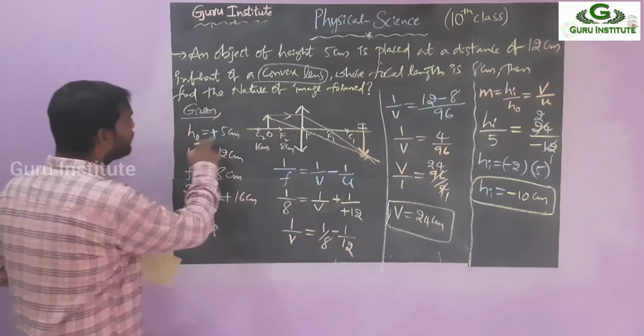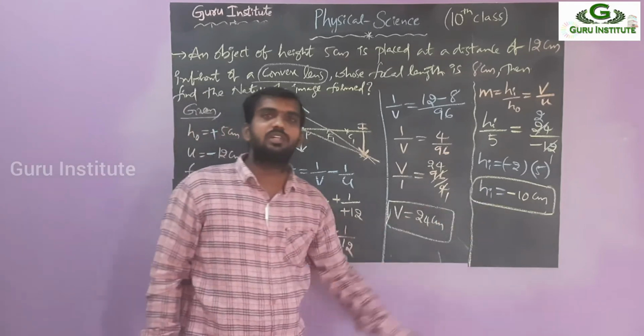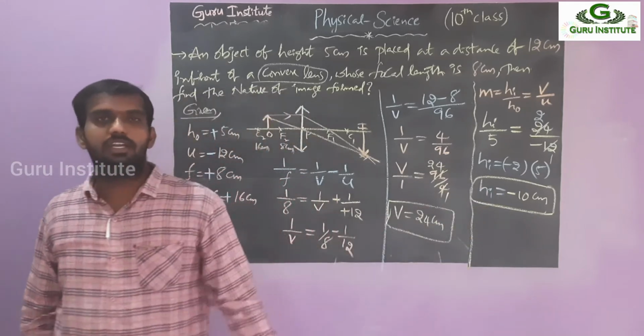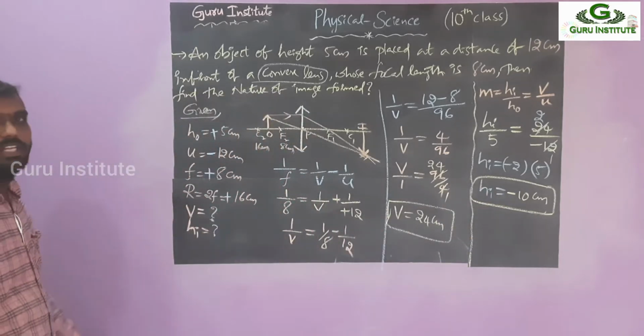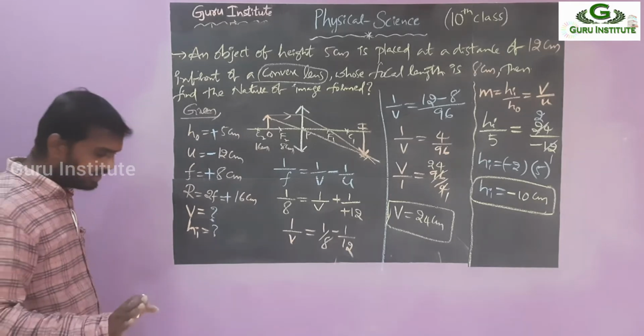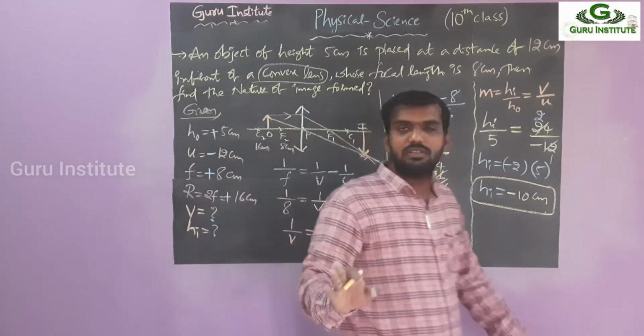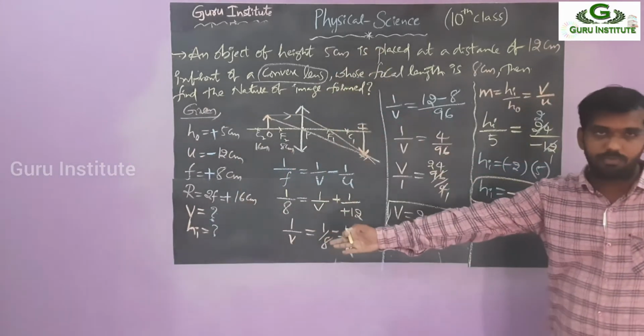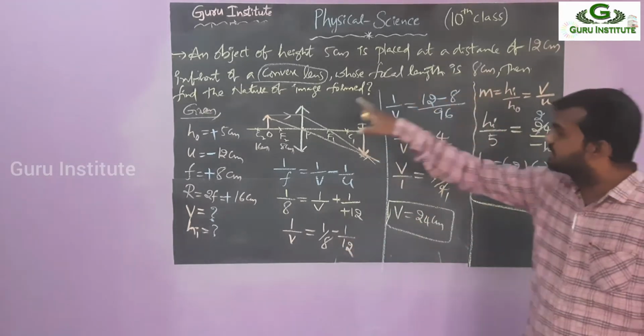What is the object height? 5 centimeter. Here you are getting 10. So this is also correct. So this is the way we are getting the nature of the image. First, simply no need, just check it once. First take the given data, write it down as it is, and then write what he is asking.